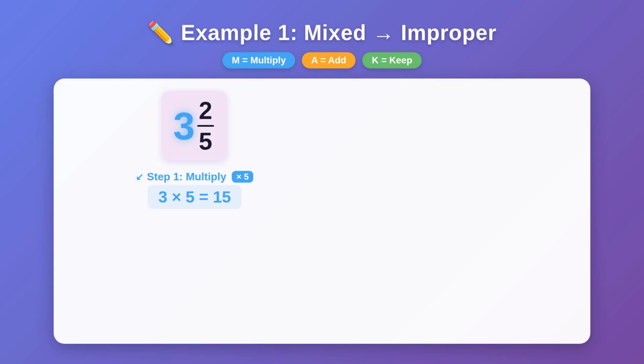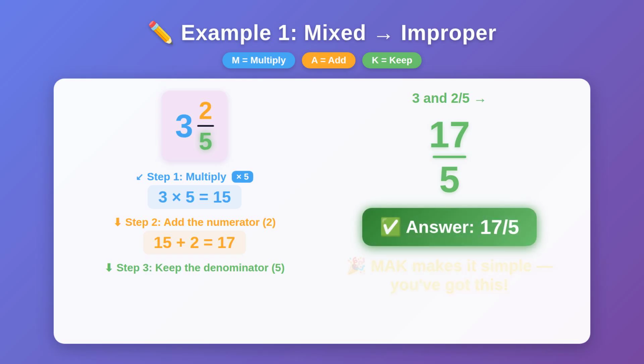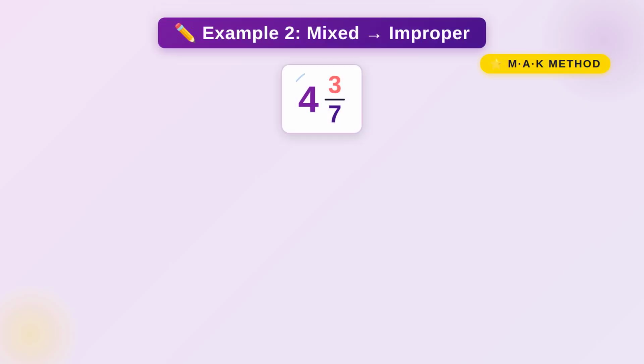Let's try our first example together. We want to convert 3 2/5 into an improper fraction. Remember MAC: multiply, add, keep. Step 1, multiply. Take the whole number, 3, and multiply it by the denominator, 5. 3 times 5 equals 15. Step 2, add. Now add the numerator, which is 2. So 15 plus 2 equals 17. Step 3, keep. Keep the denominator as 5. So 3 2/5 becomes 17/5. MAC makes it so simple.